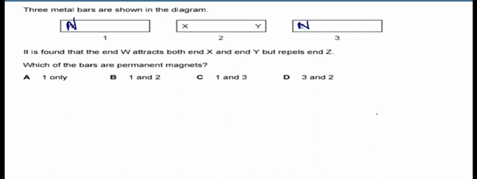Now, if we bring this North Pole to the end X, it is going to be attracted. And also, if we bring the North Pole to the end Y, it is going to be attracted. So let's see the question. Which of the bars are permanent magnets? This one is not a permanent magnet. It is just a metal. For this side here to be attracted to both sides, which is X and Y, means this one is just a metal. The permanent magnets are just 1 and 3, because they are repelling to each other.